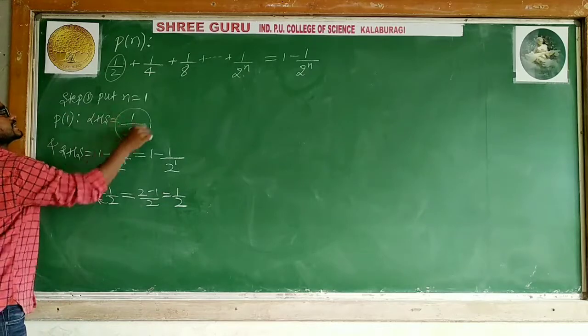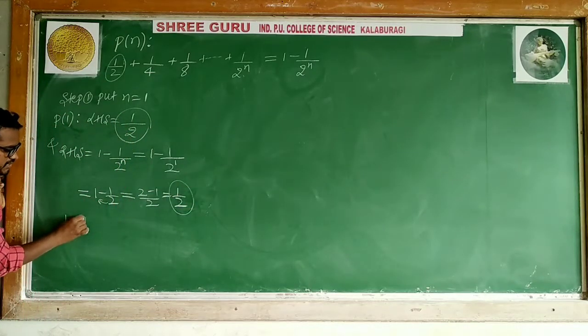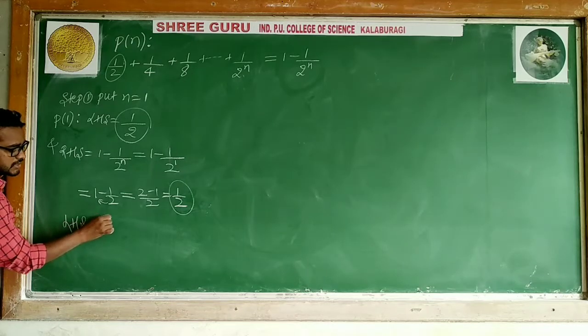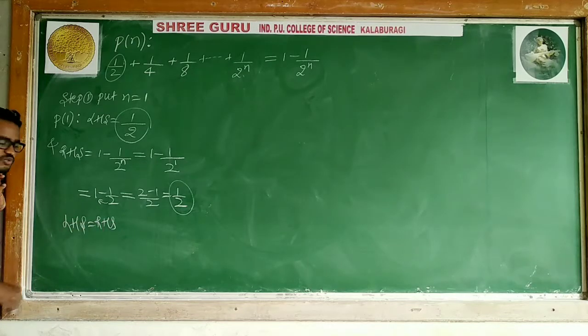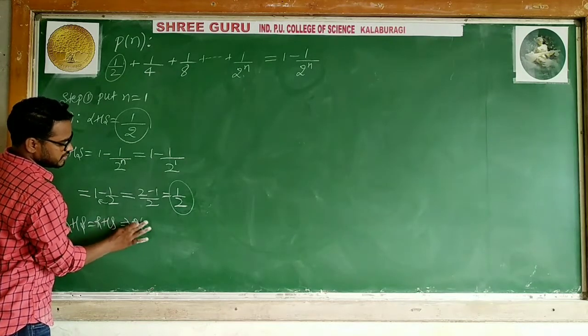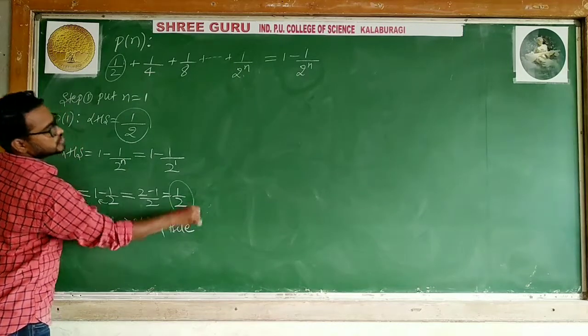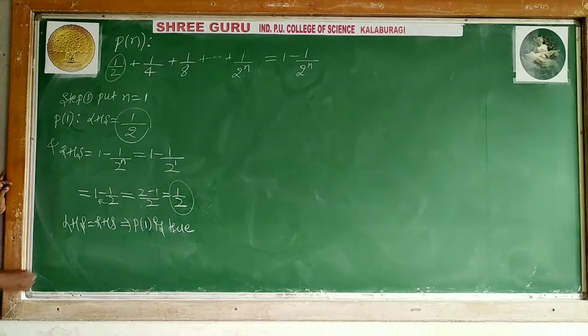Is LHS equal to RHS? I will say LHS is equal to RHS. LHS is equal to RHS means what happened? P of 1 is true. P of n is true. Yes, this is all. Step 2.